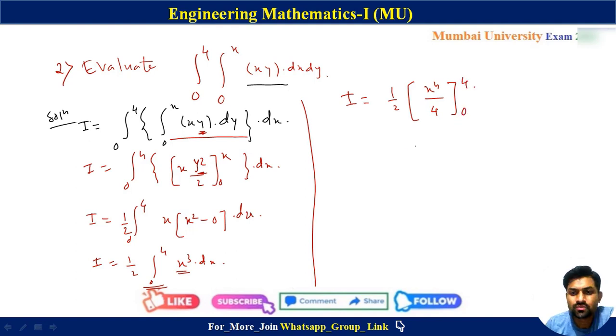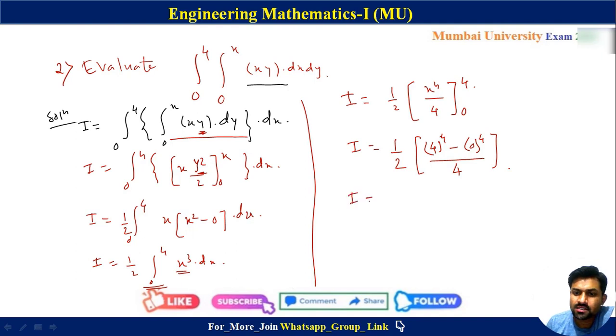Okay. So this can be solved again. Integration 1 by 2. If I put here the upper limit, then it is 4 raised to power 4 minus lower limit, it is 0, so 0 raised to power 4. That is again 0, or denominator as it is. Now this integration we can solve 1 by 2 simply.